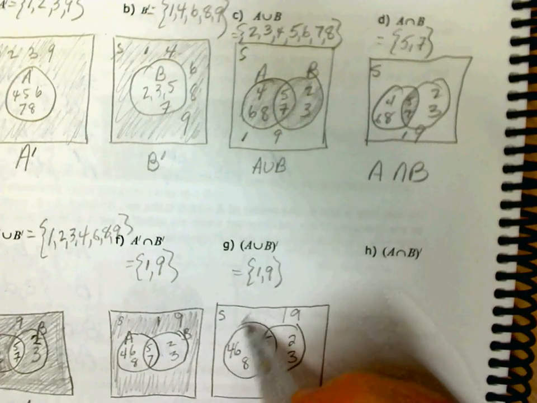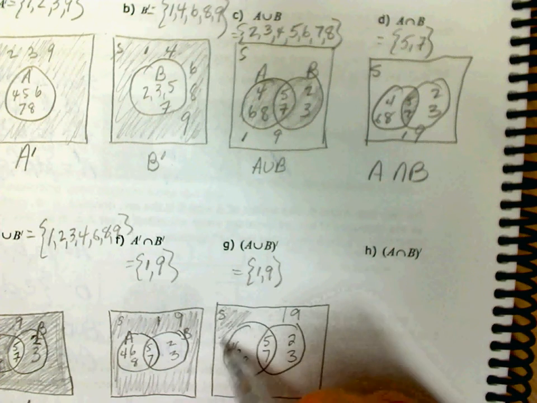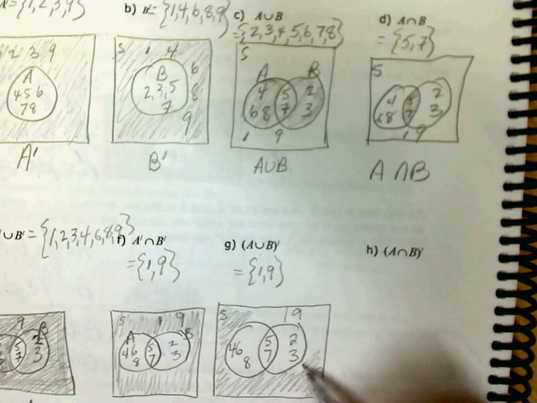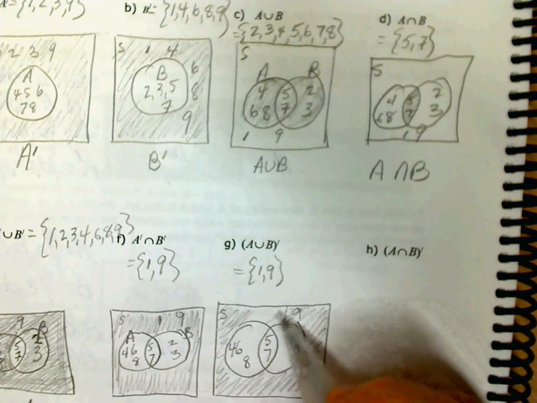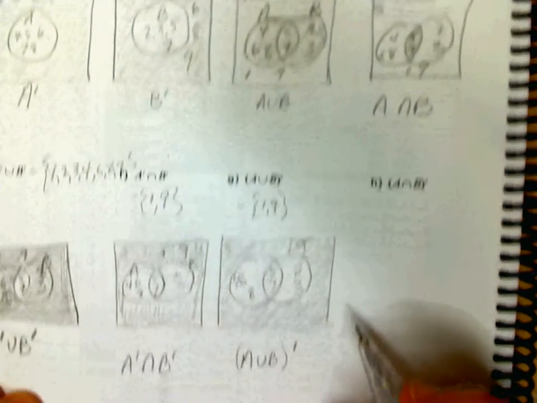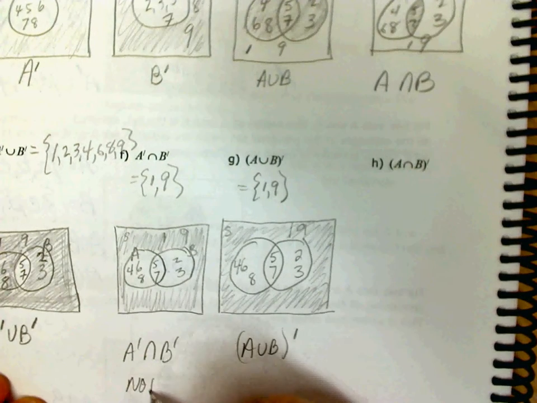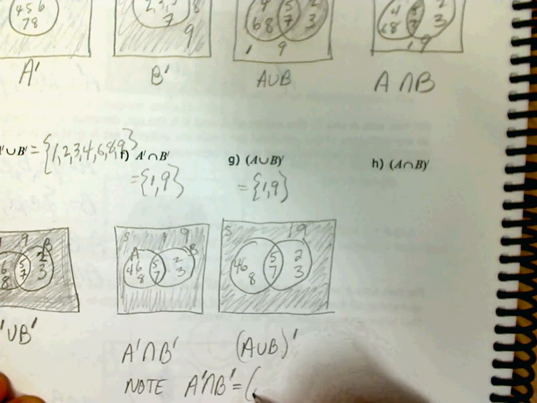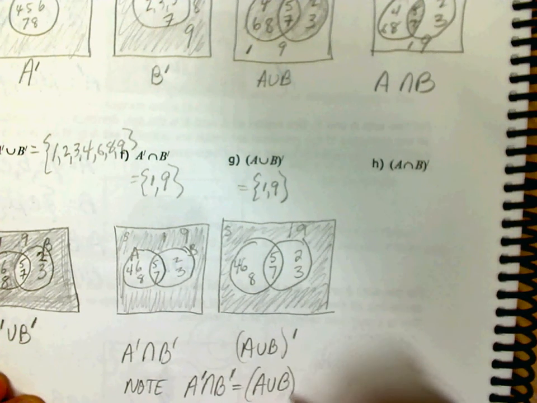Now, do you notice that there's some things that are the same? So note A naught intersection B naught is equal to A union B naught. They're equal.